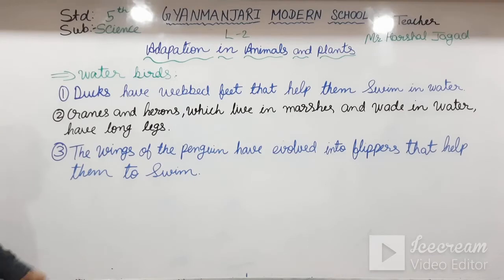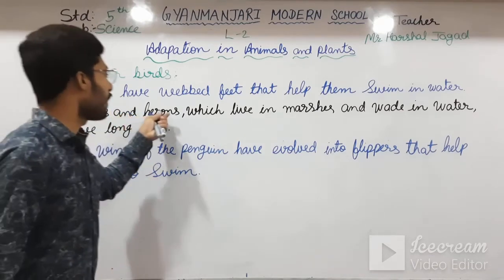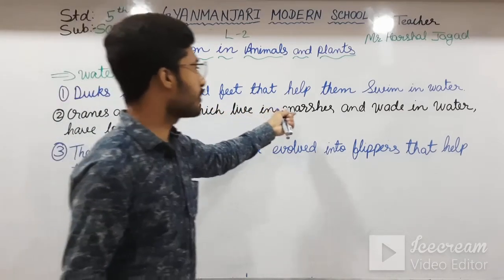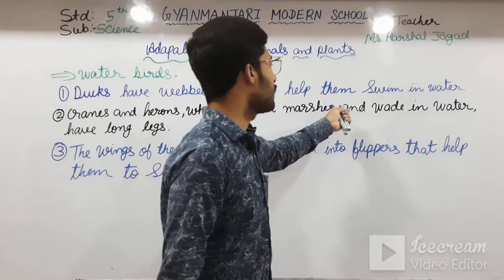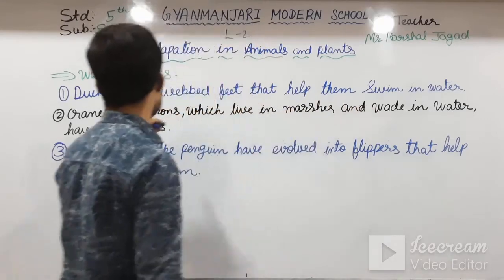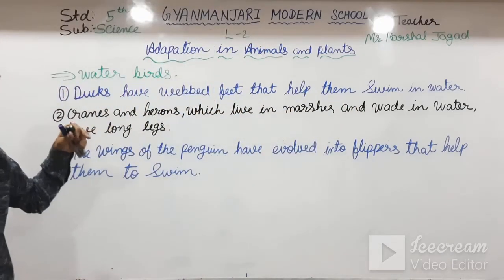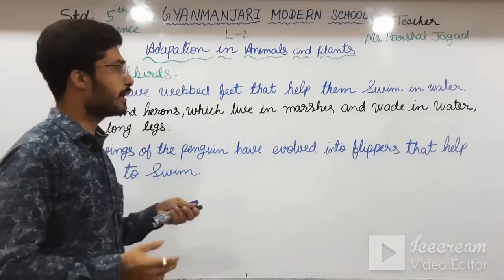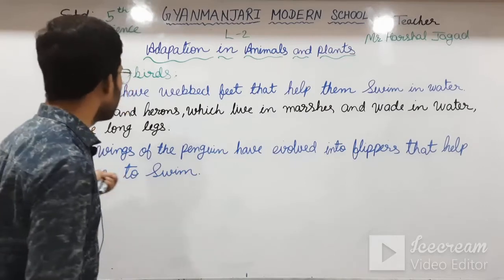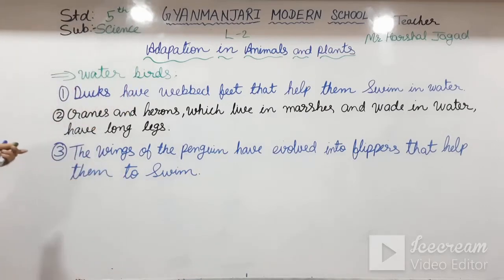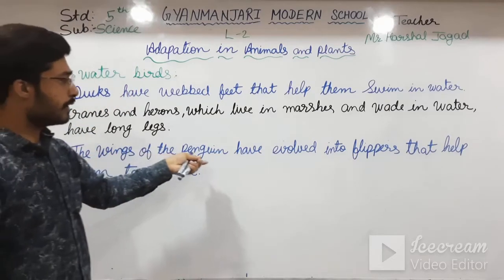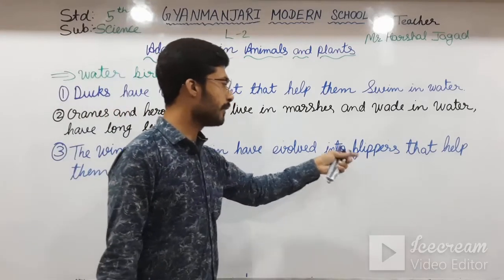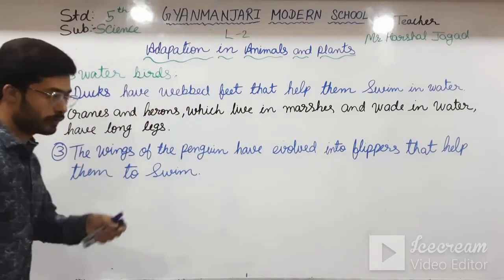See, the next are cranes and herons, which live in marshes and wade in water, and have long legs. They have long legs. Okay students, so they can live in water and wade in water. Third point, the wings of the penguin have evolved into flippers that help them to swim.